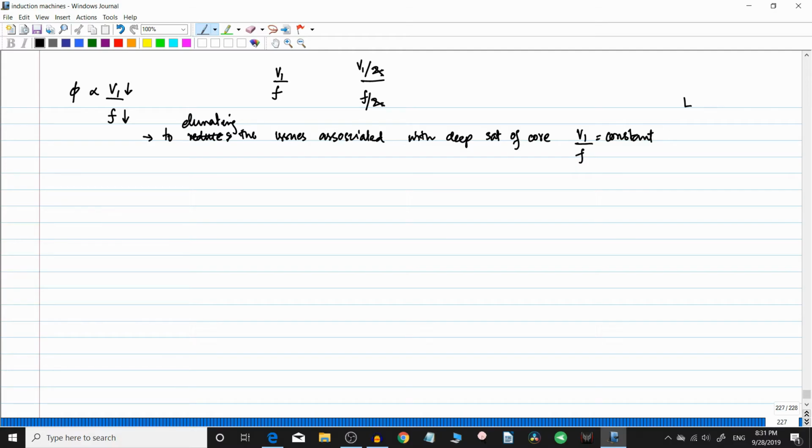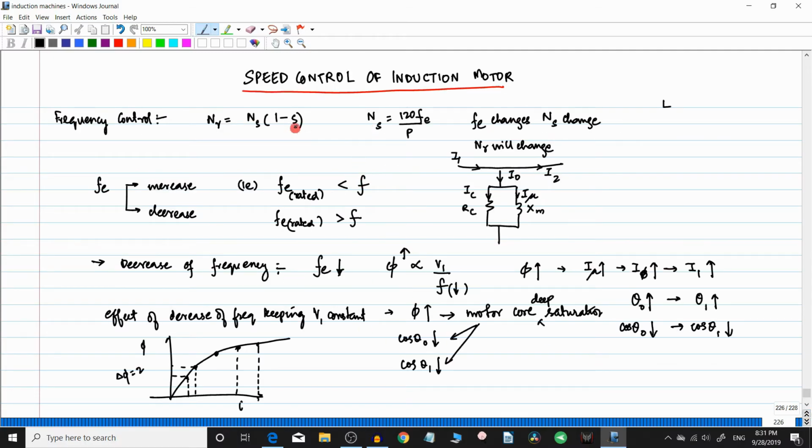Okay, so in this type of speed control, where frequency is decreasing, you use V by F control. V by F should be constant, so you call it V by F control, or it is also called variable voltage, variable frequency control, VVVF control. Usually it is called V by F control. Okay, so you can clearly see if the frequency is decreasing, what will happen to the NS value? If frequency decreases, NS value will decrease and NR also will decrease.